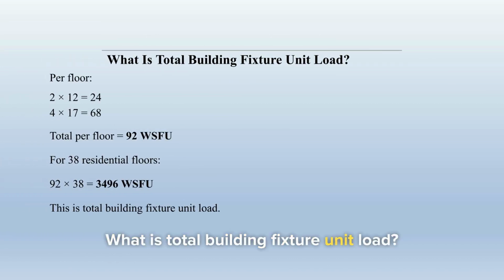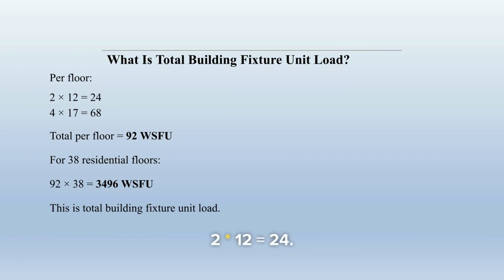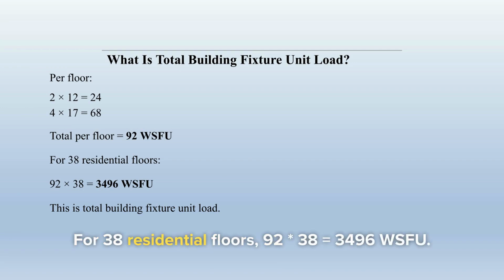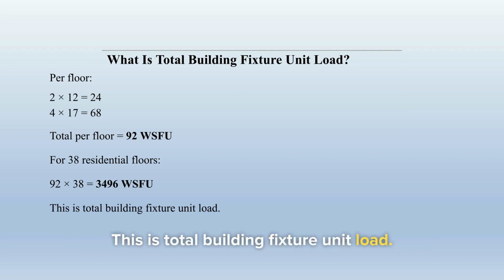What is the total building fixture unit load? Per floor: 2 times 12 equals 24. 4 times 17 equals 68. Total per floor equals 92 WSFU. For 38 residential floors, 92 times 38 equals 3,496 WSFU. This is the total building fixture unit load.